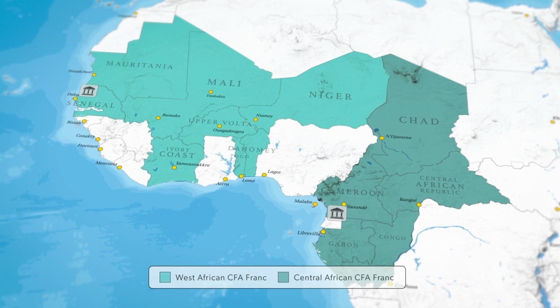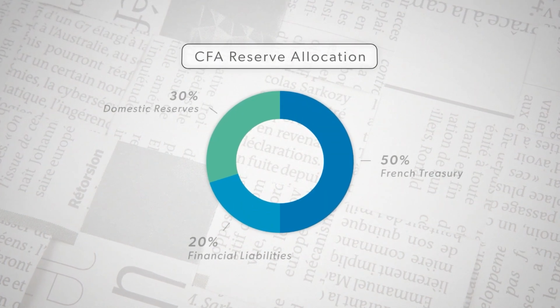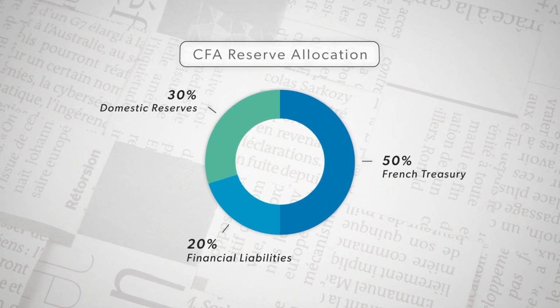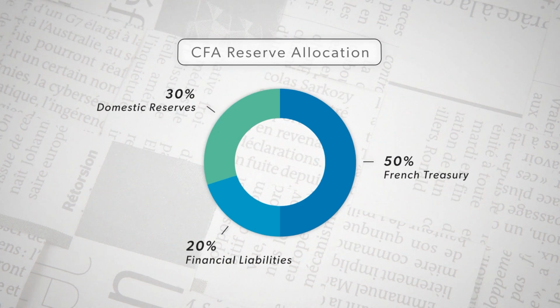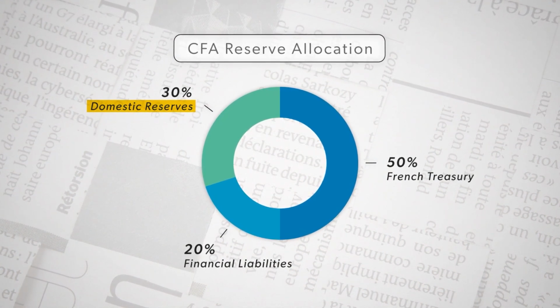Though this turned out to be a ruse. The fundamental policy remained the exact same. It demanded that CFA member states deposit half their exchange reserves at the French treasury, plus another 20% for financial liabilities. What this means is that only 30% of the money remained in Africa.